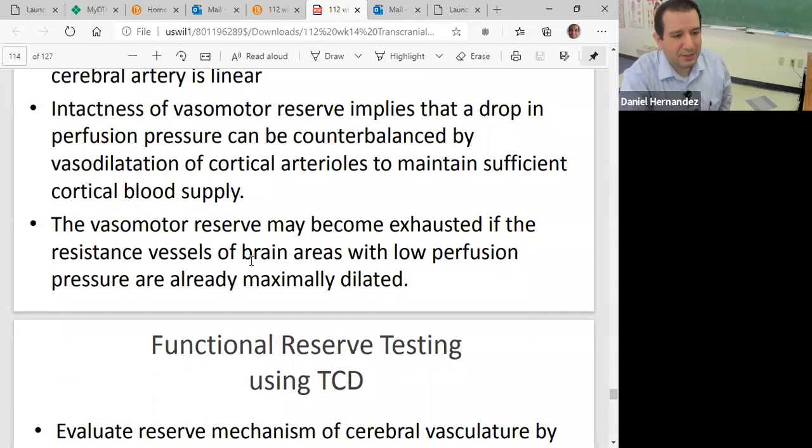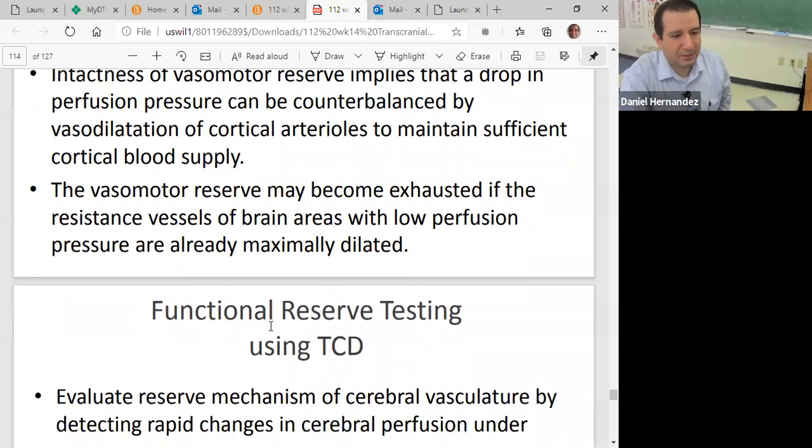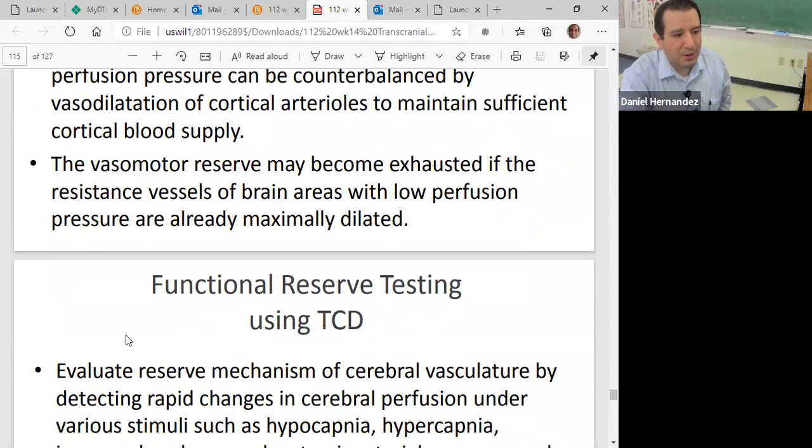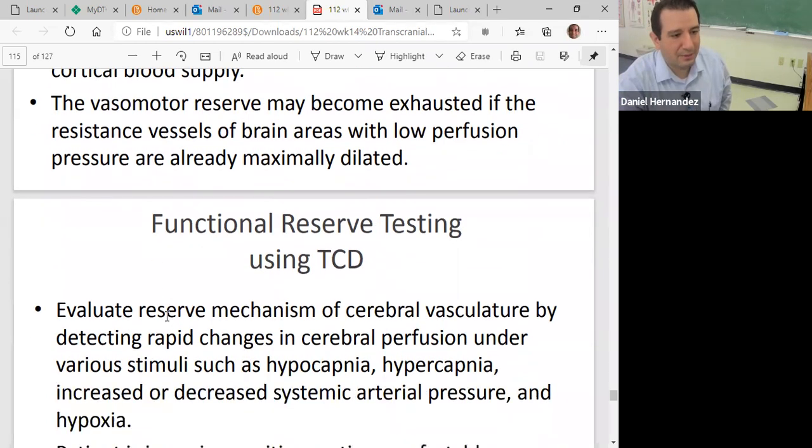So there's a test called functional reserve testing using transcranial Doppler. So we test to the maximum extent to which the vessels are able to be dilated. They evaluate the reserve mechanism of cerebral vasculature by detecting rapid changes in cerebral perfusion under various stimuli, such as hypocapnia, hypercapnia, increased or decreased systemic arterial pressure, and hypoxia.